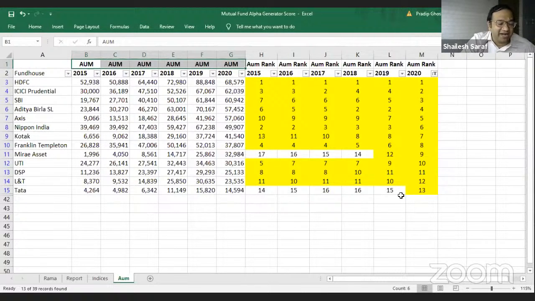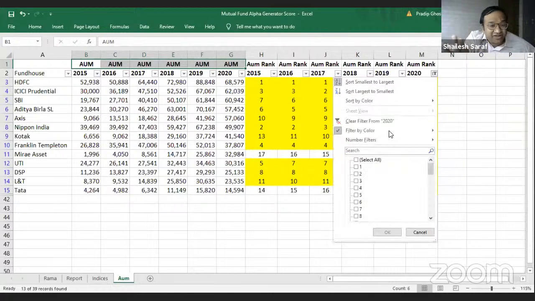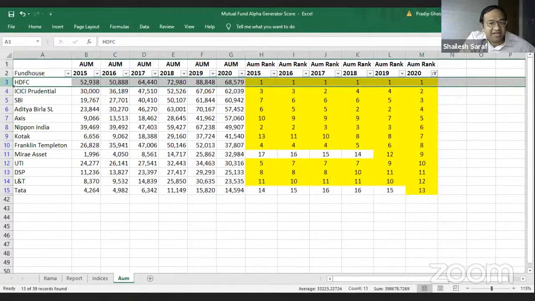And Quant is a very bad fund. You know, their scores are very poor. That is why they are the worst performer. If you see, HDFC is the number 1 guy, and they're the worst performers. They have the highest money, but they are the worst performers.